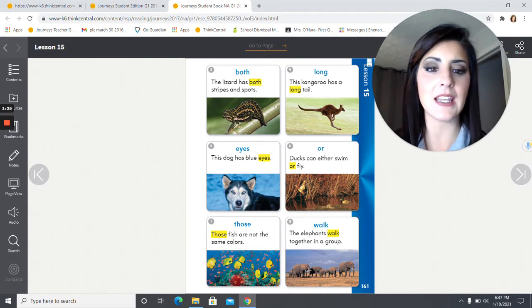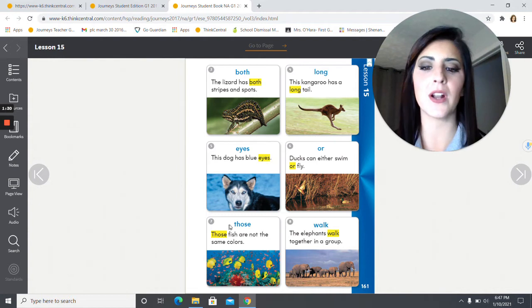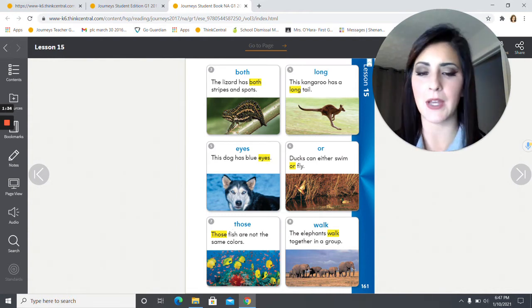Ducks can either swim or fly. Number 7, the word is those. Those fish are not the same colors. And number 8, the word is walk. The elephants walk together in a group.